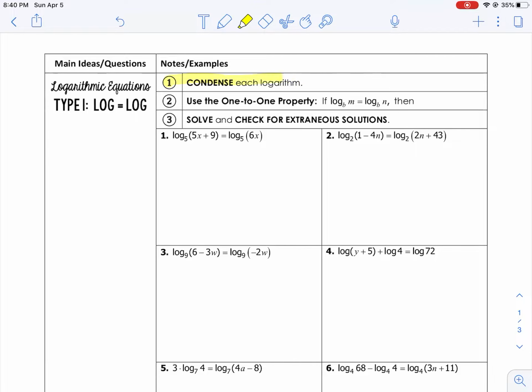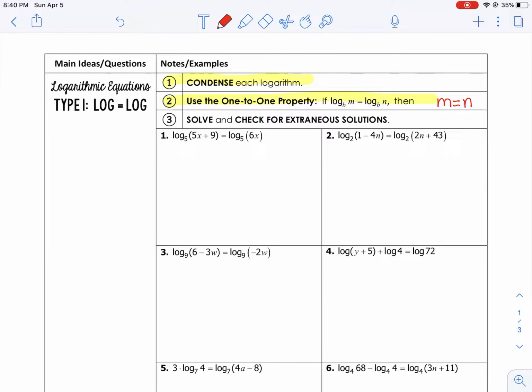So step one is going to be to condense each logarithm, and we're going to do that by using our properties if it needs to be condensed. Not all of them will need to be. Then we're going to use the one-to-one property, which basically states that if we have two logs, they have the same base, they're set equal to each other, then that means that m equals n.